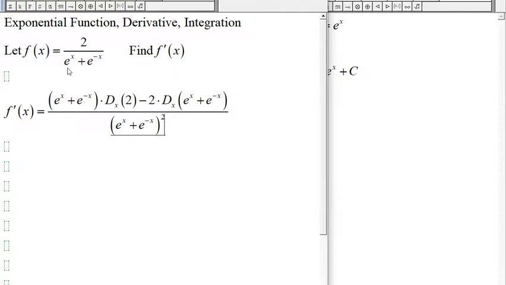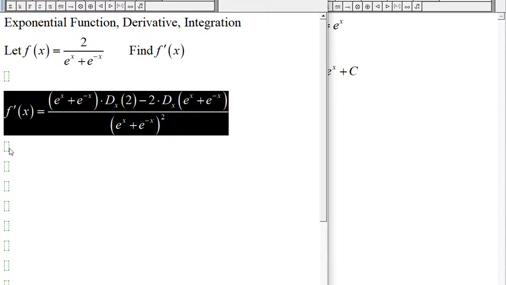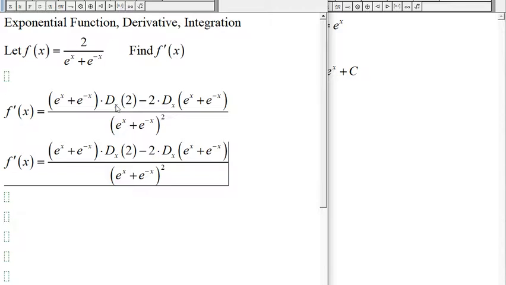So once again, it'd be the denominator times the derivative of the numerator, and then minus the numerator times the derivative of the denominator, and then square the denominator. The derivative of a constant is 0.